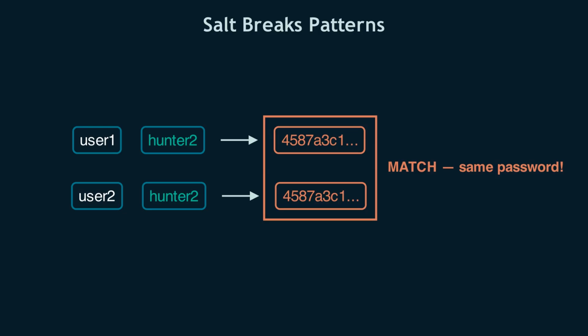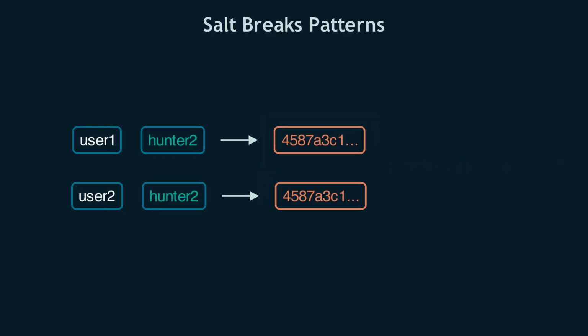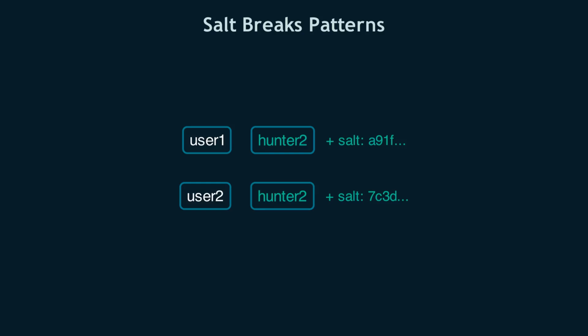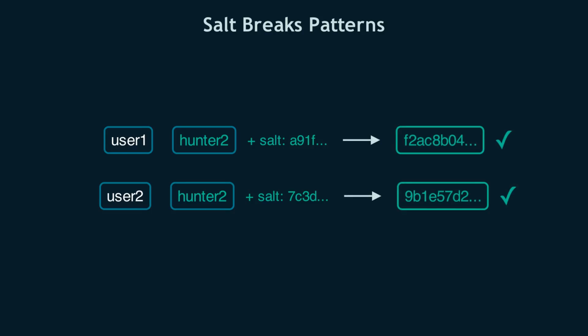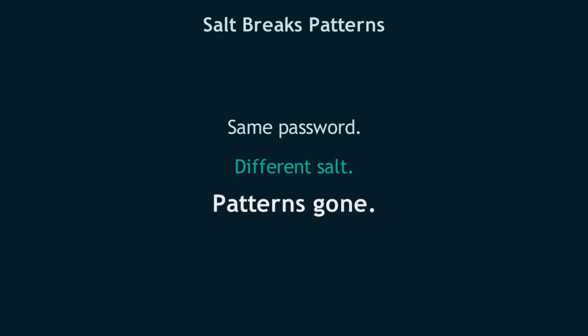But now let's imagine we add a unique random salt to each one of the passwords before hashing. User 1's hash now starts with F2AC, while user 2's starts with 9B1E. Same password, but completely different outputs. The patterns are no longer recognizable, and the attacker cannot match the users. So the pre-computed lookup tables they may have had before are now rendered useless. One small random value completely breaks apart this entire attack.